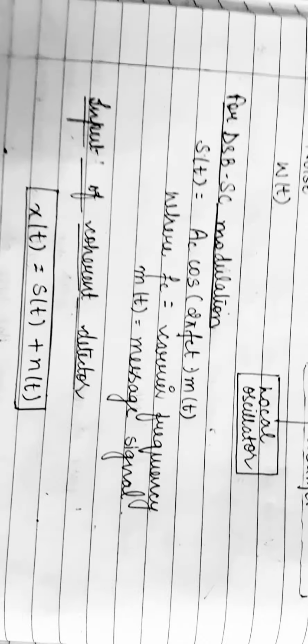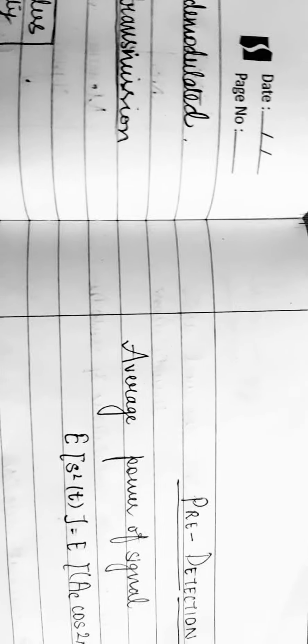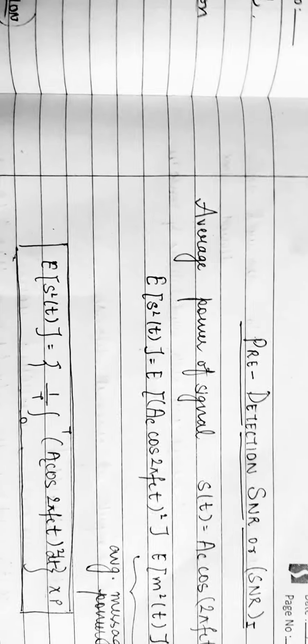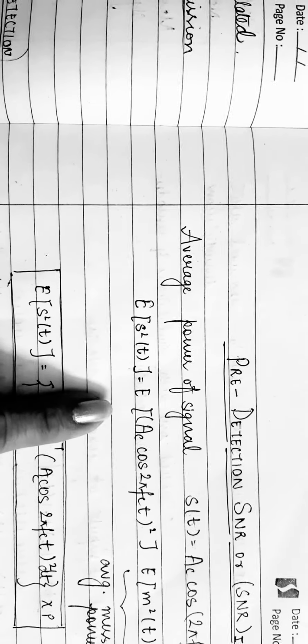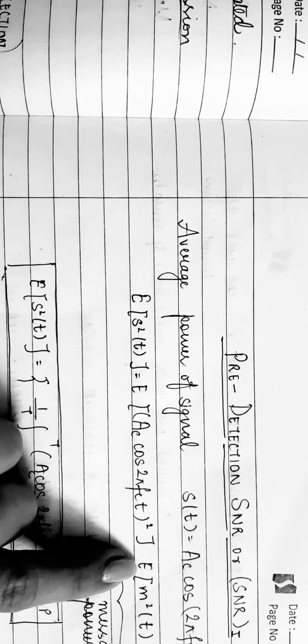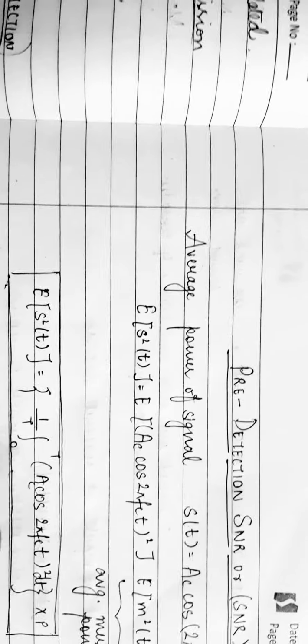Now, for the analysis of noise performance in coherent detection, we consider a pre-detection SNR. Here the average power of the signal s(t) is Ac cos 2 pi fc t into m(t), and we use the expectation operator. The expectation of s squared t is equal to the expectation of (Ac cos 2 pi fc t) whole square into the expectation of the message signal squared.